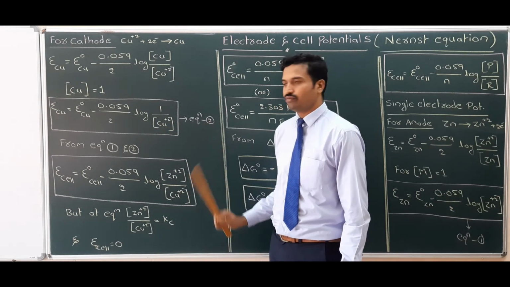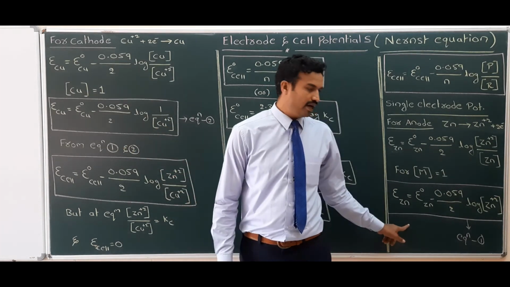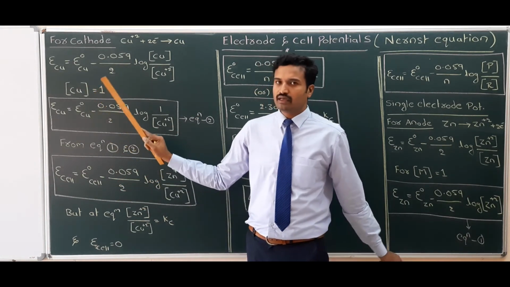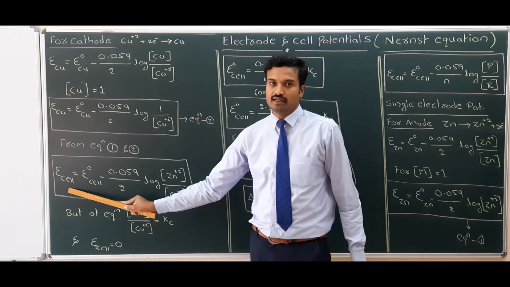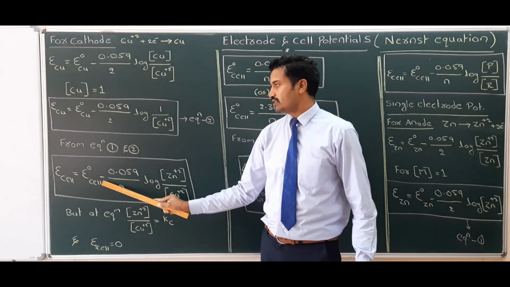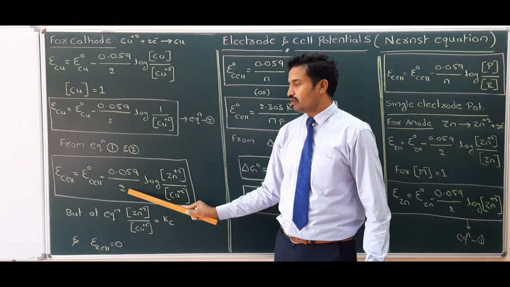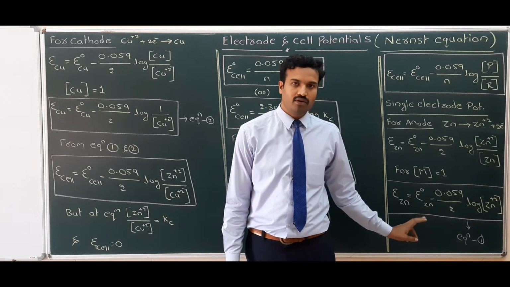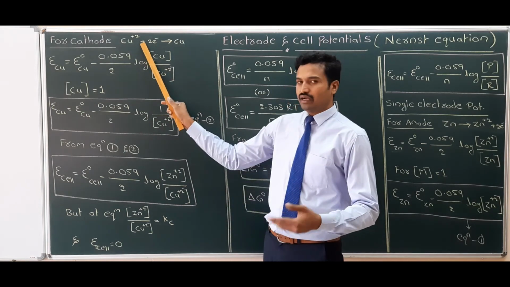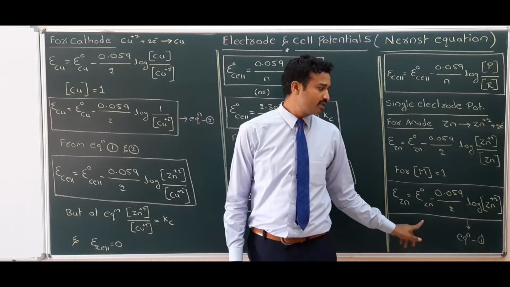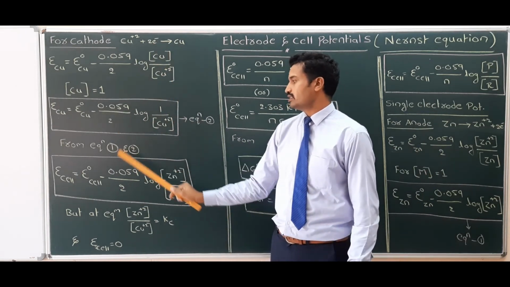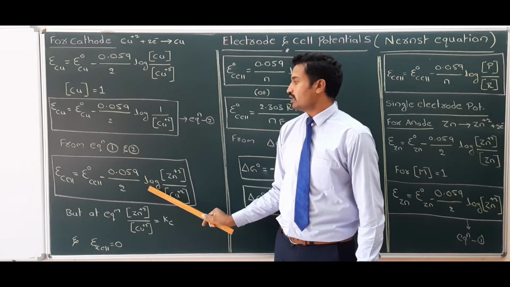This is equation 2. From equation 1 and equation 2, we get the equation for the cell, with anode and cathode. E cell is equal to E naught cell minus 0.059 by 2. The number of electrons is constant, whether anode or cathode. The anode releases electrons, and the same number of electrons are gained in the reduction process. So oxidation releases 2 electrons, reduction gains 2 electrons. So electrons are constant. 2 log product concentration.